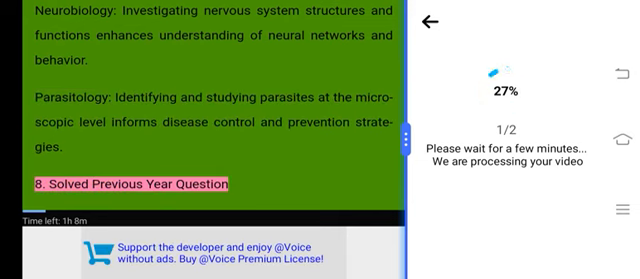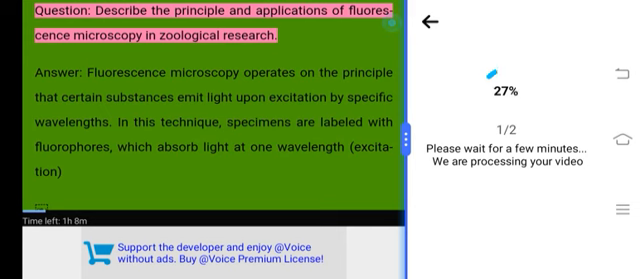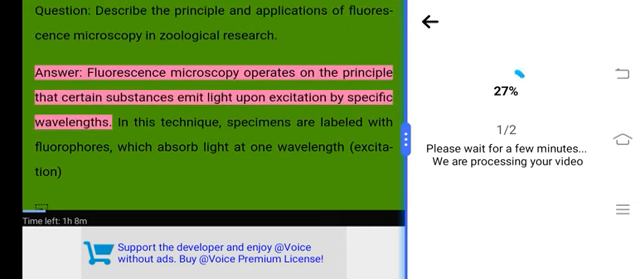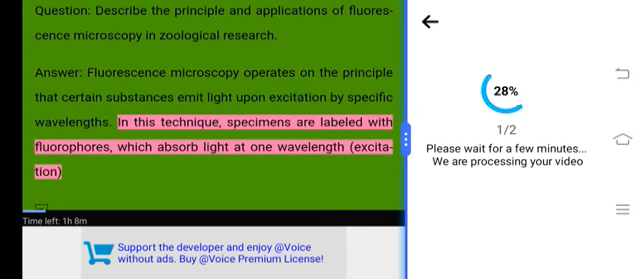8. Solved previous year question. Question. Describe the principle and applications of fluorescence microscopy in zoological research. Answer. Fluorescence microscopy operates on the principle that certain substances emit light upon excitation by specific wavelengths. In this technique, specimens are labeled with fluorophores, which absorb light at one wavelength, the excitation wavelength.